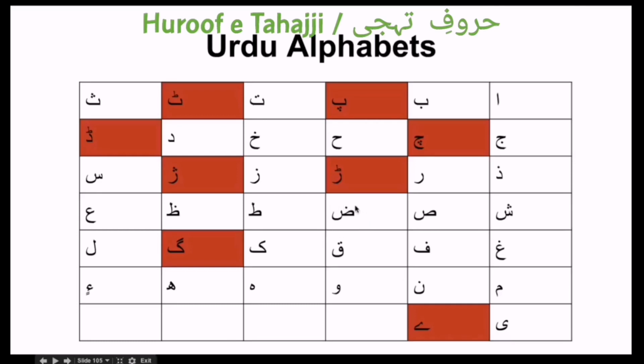For example, for Zwad, in Urdu it's called Zwad, but in Arabic it's called Dod. There's a lot of difference between Zad and Dod. So we have to practice that. And this is Zwa and Dod. And this is Zal and this is Zal, Dod and Za. So different sounds, different meanings, different words. So we have to practice on that.